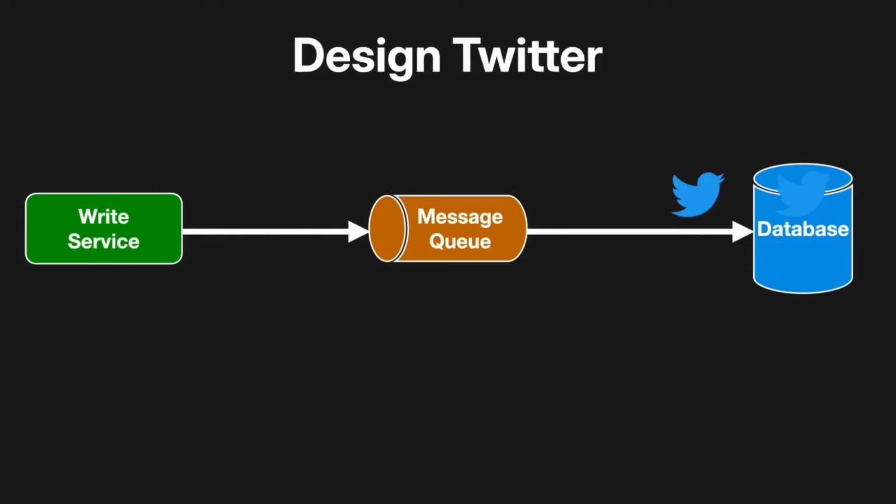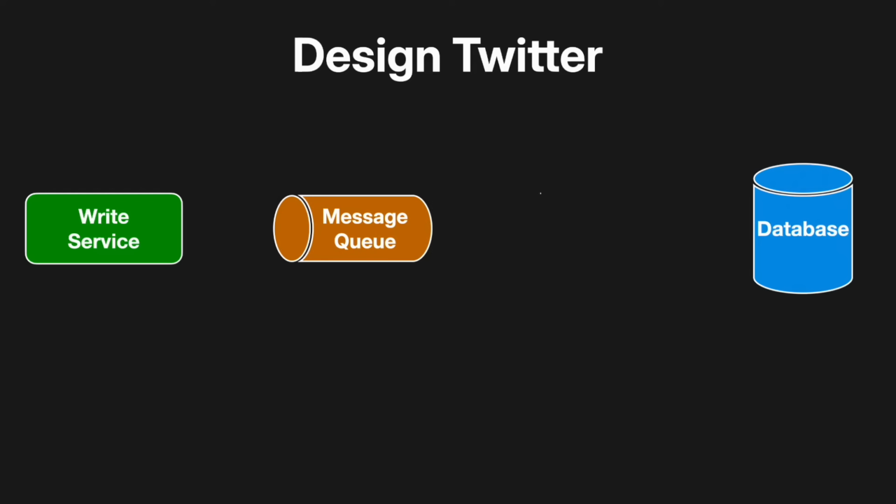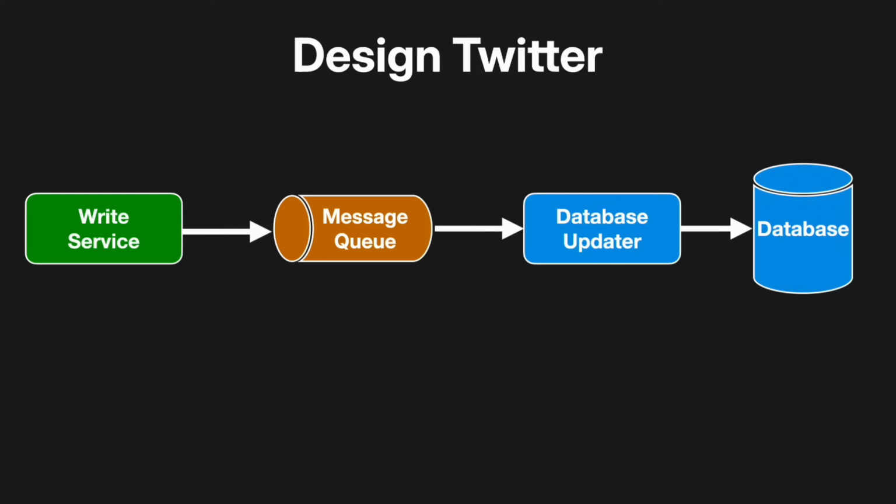Next, we need a component to take messages from the queue and actually write them to the database. This is where the database updater comes into play. The database updater listens to the message queue, retrieves tweets or other content, and writes it directly into the database, which acts as the source of truth.